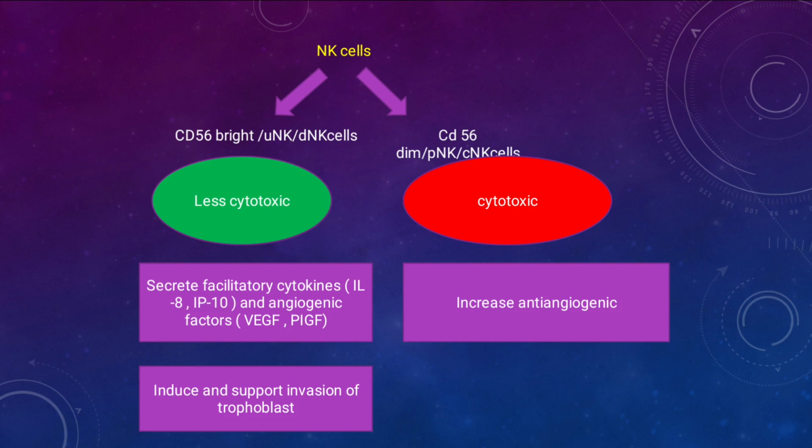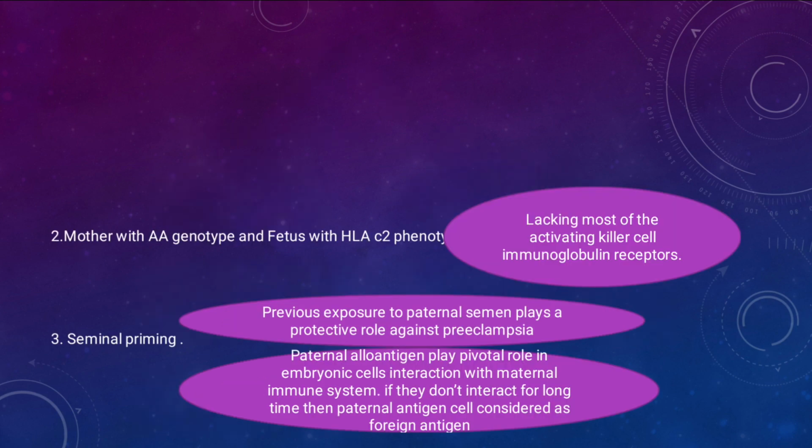If HLA-G expression leads to less uNK cell activity, causing less cytotoxicity, it will facilitate the production of angiogenic factors PlGF, VEGF, IL-8, IP-10, inducing proper trophoblast invasion. But if HLA-G expression is defective, CD56 will be more expressed and cytotoxicity increases, causing angiogenic imbalance. Mother with genotype A and HSC2 types will also lack most of the activating killer cell immunoglobulin receptors.